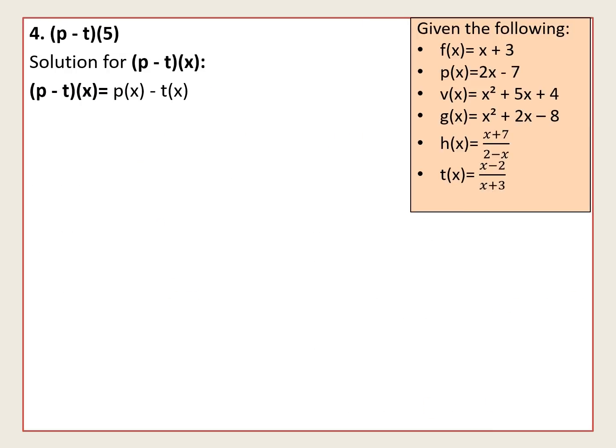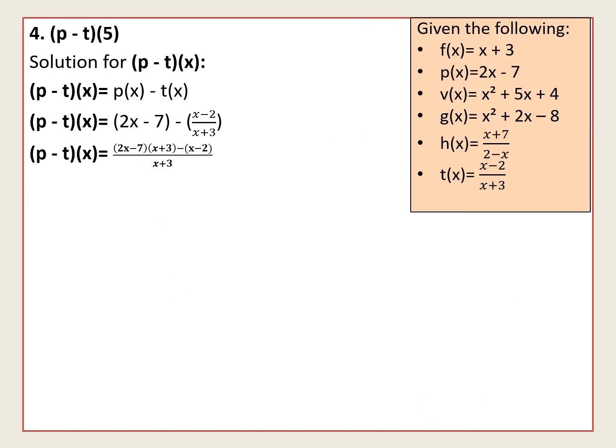Okay, we have here our next example, example number 4. According to example number 4, we're going to look for p minus t of 5. It means that we're going to get the difference between the two functions, function p and function t.